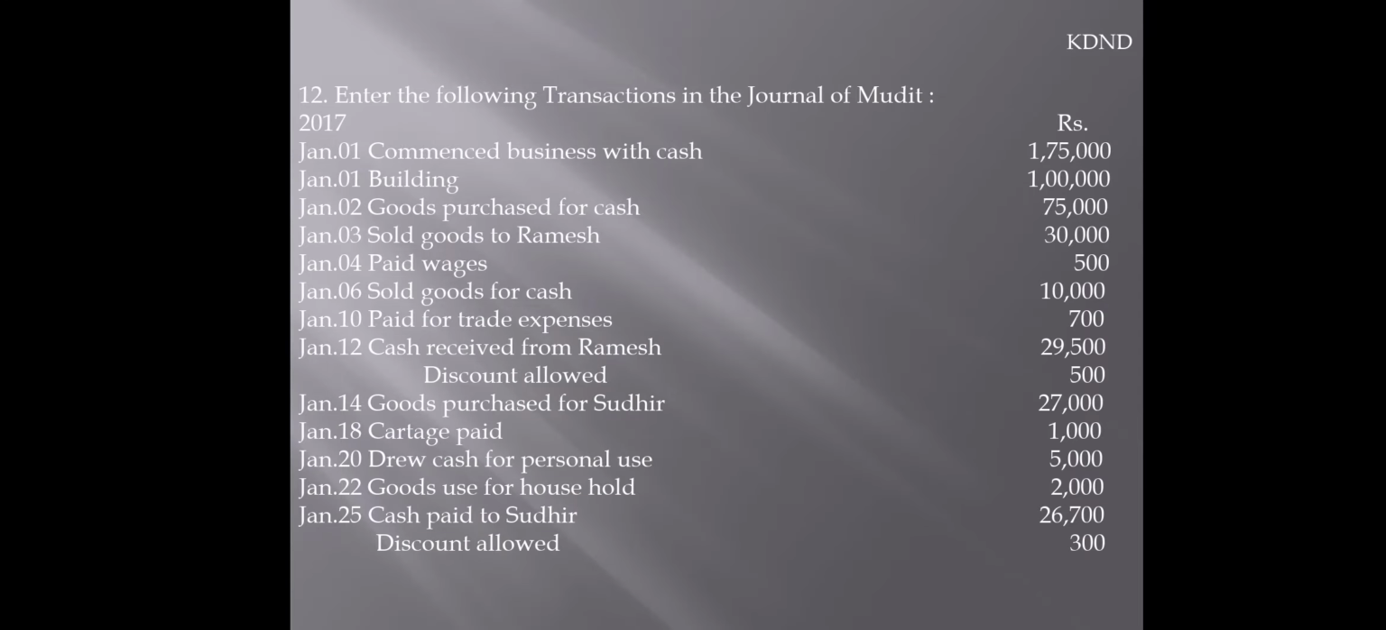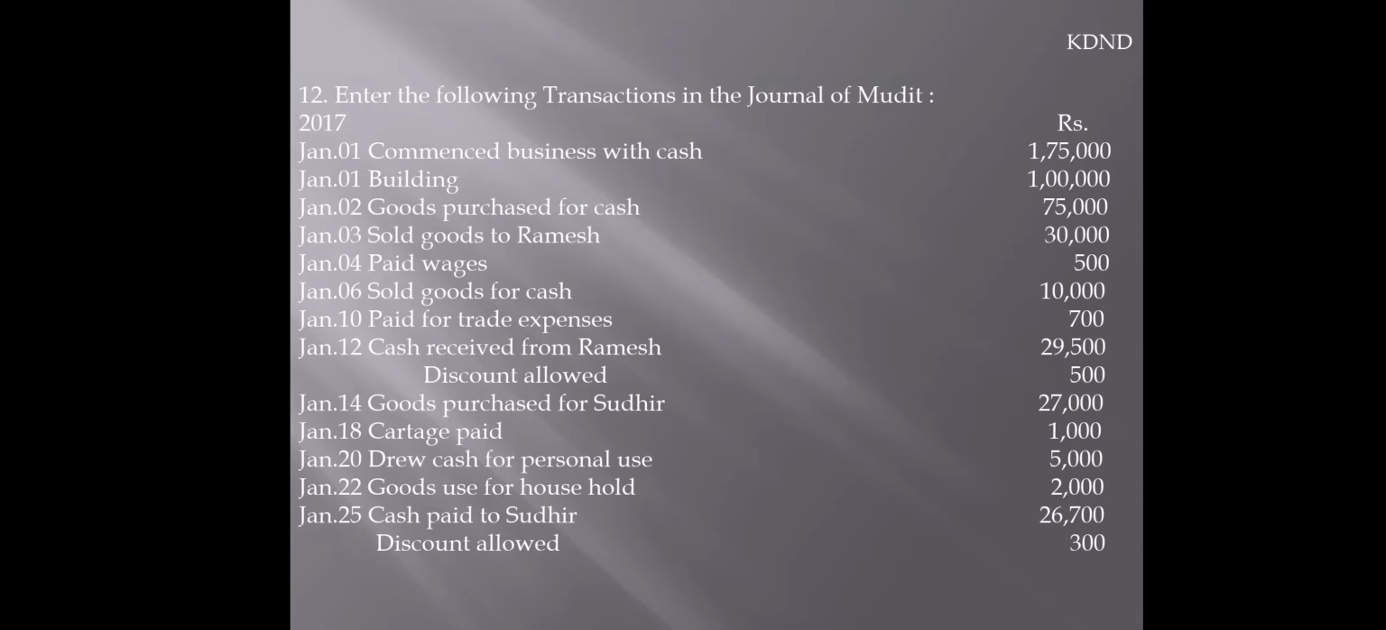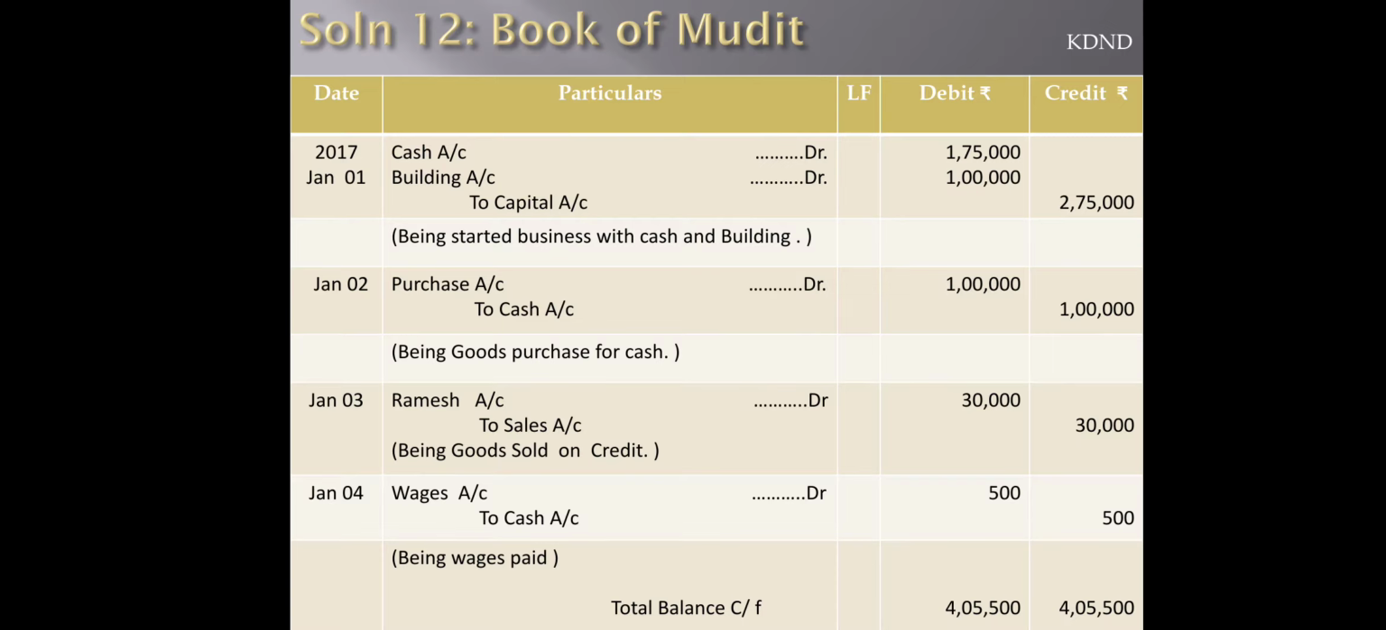So January 1st has two transactions to start with. First is commenced business with cash and at the same time building. So building and cash both are increasing our assets, and in the form of capital. So here cash account debit, building account debit to capital, being started business with cash and building.